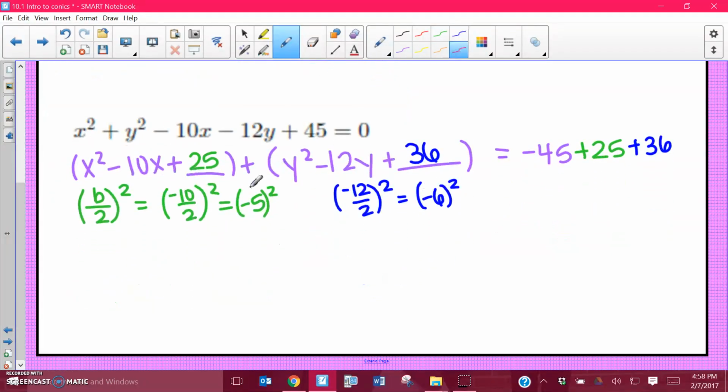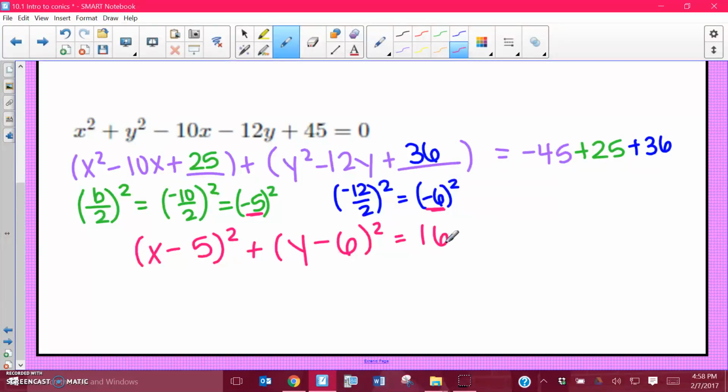Okay, so now I'm looking at this and I'm going to factor what's in the parentheses. This is again supposed to be a perfect square. So I'm thinking about my factors of positive 25 that add up to negative 10. Well, that would be negative 5 and negative 5. Again, my factors of positive 36 that add up to negative 12, that would be negative 6 and negative 6. So you notice these two actually come into play later when you're actually factoring. Then I'm just going to add up those things on the other side. That gets me 16. And now this is standard form of my circle.